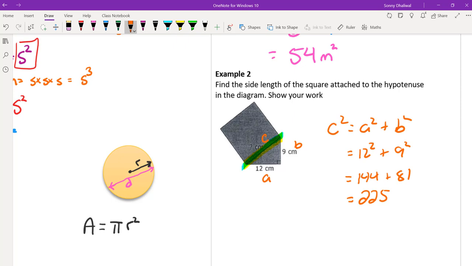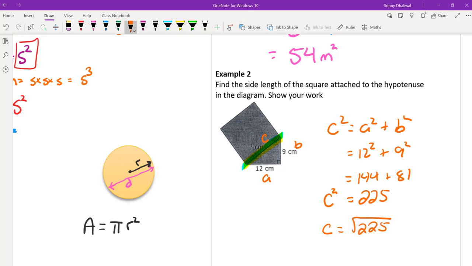So is C 225 centimeters? Centimeters squared. No, this is C squared is equal to 225. Not the side. So it's 15 centimeters. Yeah, so you had to take the square root to find the side.